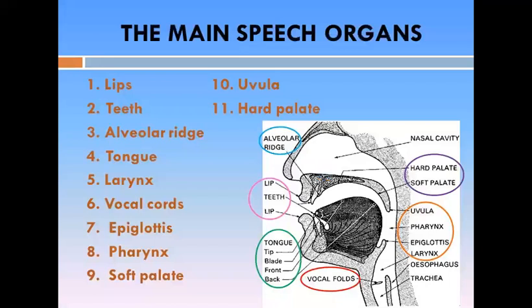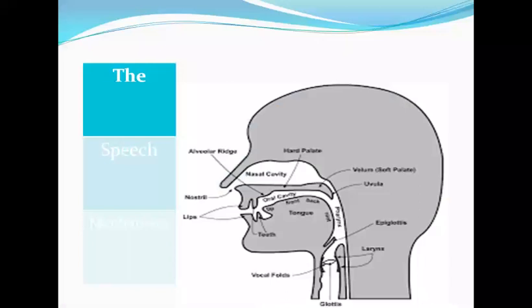So in this slide, I want to show you the organs which help in speech production. They are lips, teeth, alveolar ridge, tongue, larynx, vocal cords, epiglottis, pharynx, soft palate, uvula, hard palate. Do not get worried now, because I'll tell you all the functions and roles of these organs by teaching you this airstream mechanism. So this is the speech mechanism.